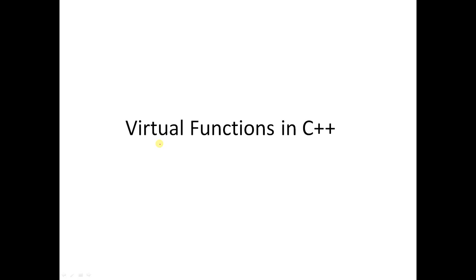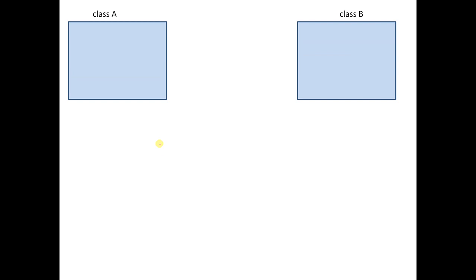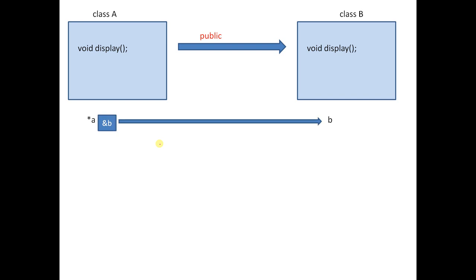Hello friends, in this video I would be explaining about the virtual function in C++. Suppose we have a class A and a class B, where class B publicly inherits class A, and both class A and B have a void display function. Now there is a concept in C++ where the pointer of parent class can store the reference of child class. Here let A be the pointer of parent class and B be the reference of child class. So the pointer of parent class, that is A, can store the reference of the object of child class.